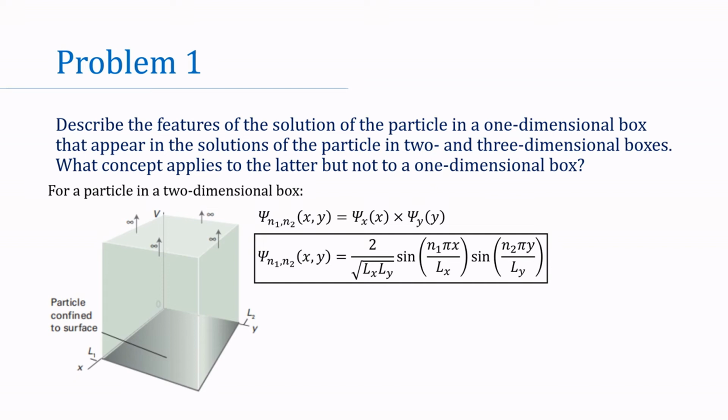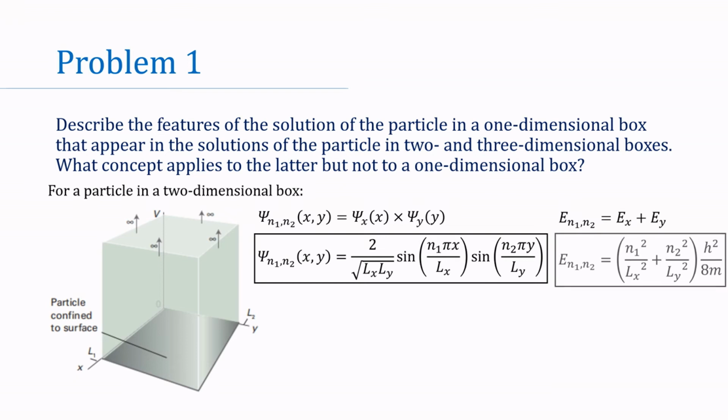As for the energy of the particle, its energy is equal to the sum of E sub x and E sub y. Now E sub x and E sub y both have similar forms as what we have derived in the previous slide as well. Taking that to heart, we then find the equation for the energy of the particle in a two-dimensional box to be equal to the following.